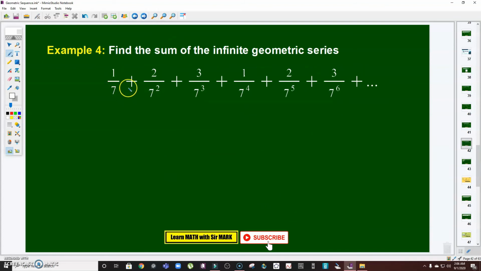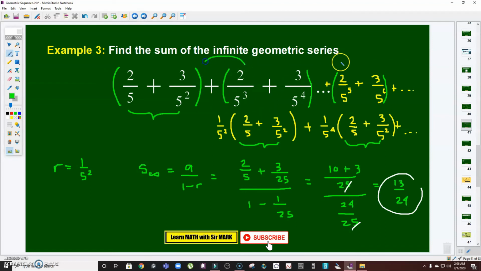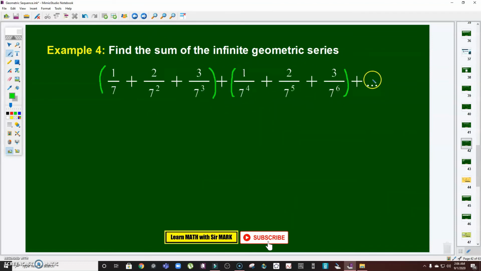So 1 over 7, 2 over 7 squared, 3 over 7 cubed, and so on. Then, ulit. So, the next here is 1 over 7 raised to 7, plus 2 over 7 to the 8, plus 3 over 7 to the 9, and so on. So, with that, ang magiging grouping natin is this. The first 3, followed by the 4th to the 6th term, and so on. Basta ang clear sa atin, like here, na-generate natin yung common ratio. Ganon din dito. So, no need to write 1 over 7 raised to 7 up to 3 over 7 raised to 9. So, no need for that.